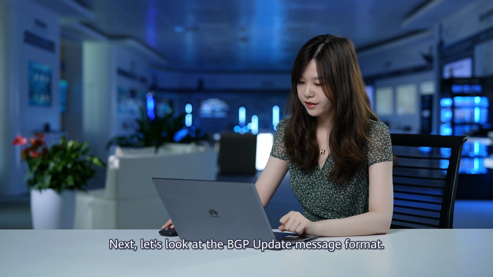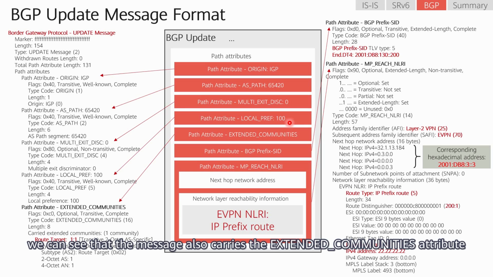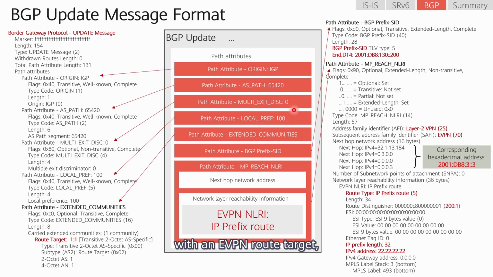Next, let's look at the BGP update message format. A BGP update message carries multiple types of path attributes. In this example, we can see that the message also carries the extended communities attribute with an EVPN route target, which is also called a VPN target. We can also see the SRv6 related BGP prefix SID attribute, which carries an End.DT4 SID.